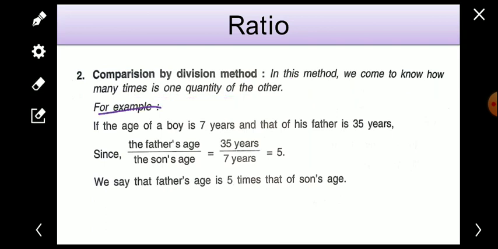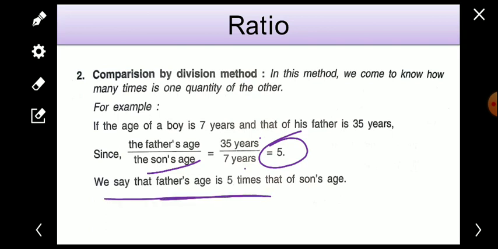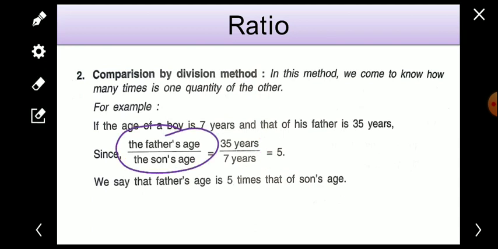So here, for example, if the age of a boy is 7 years and that of his father is 35 years. So we can compare like this also, that father's age by son's age is equal to 35 years by 7 years, it means 5. So here we can say that father's age is 5 times that of son's age. When we compared the father's age to the son's age, then we got 5. It means father's age is 5 times that of son's age.